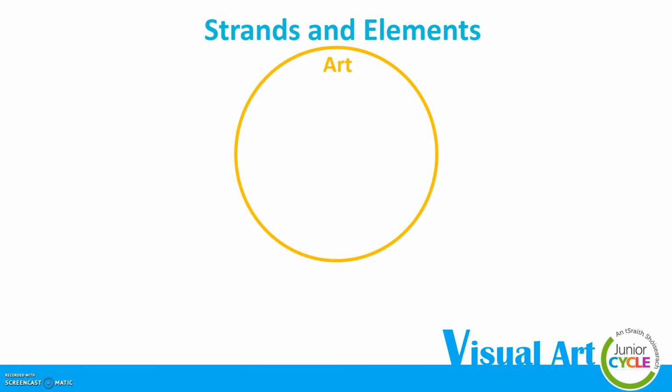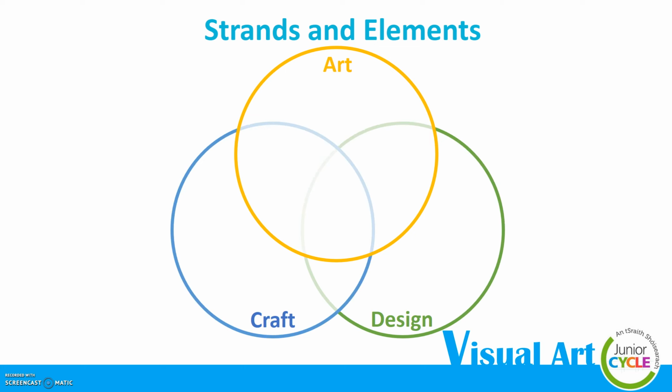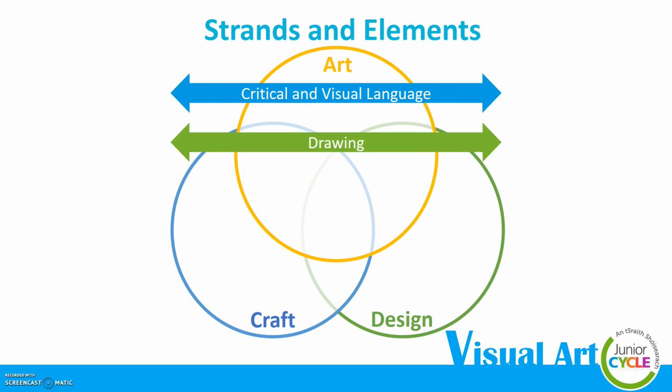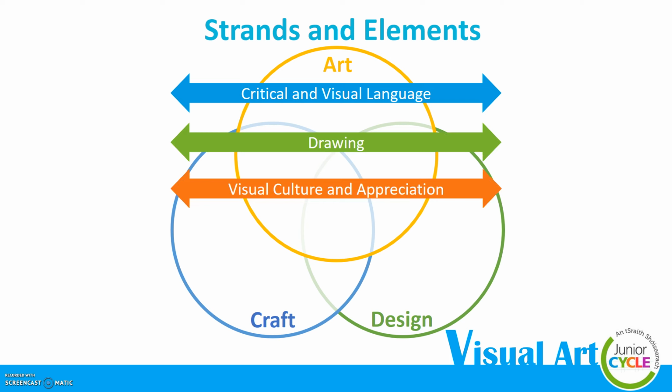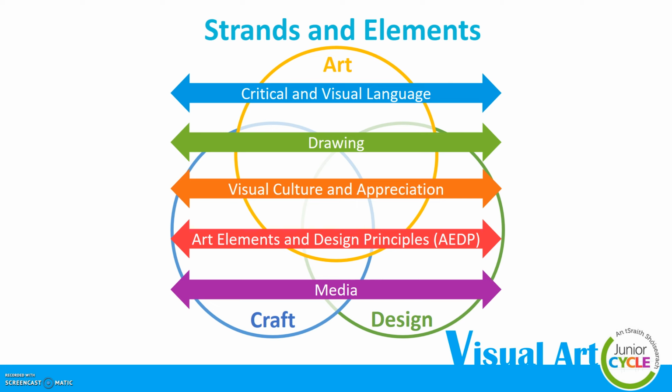There are 3 strands in visual art. They are Art, Craft and Design. They are of equal importance and can be studied together or in isolation. Cross-cutting the 3 strands are our 5 elements. They are Critical and Visual Language, Drawing, Visual Culture and Appreciation, the Art Elements and Design Principles, and Media.